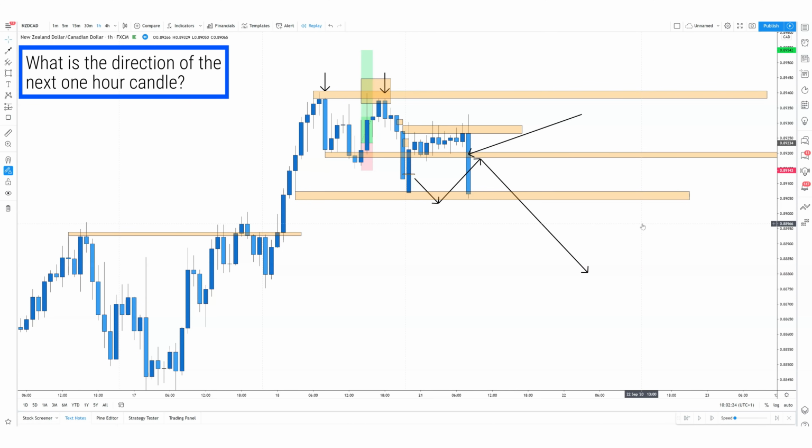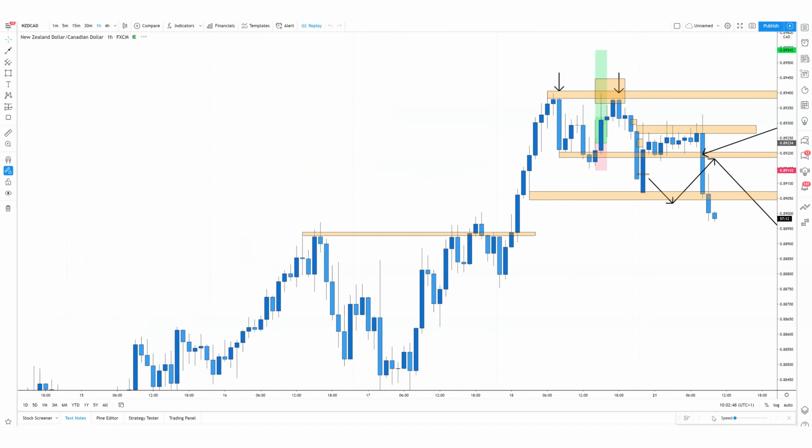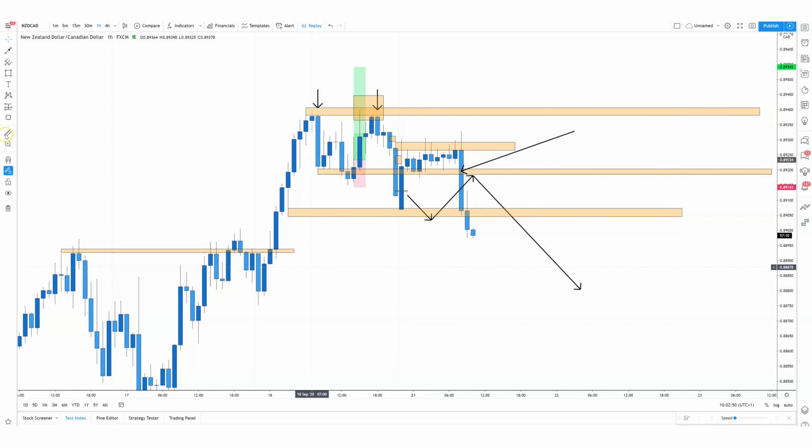What is the direction of the next 1 hour candle? You have one trade. Is it down or is it up? For those that said down, well done. And look, market went down. Now, as long as you had your stop loss above this level, guess what? You'd have won this trade.